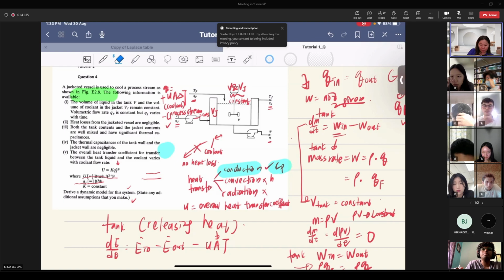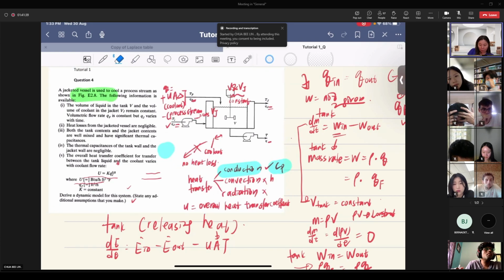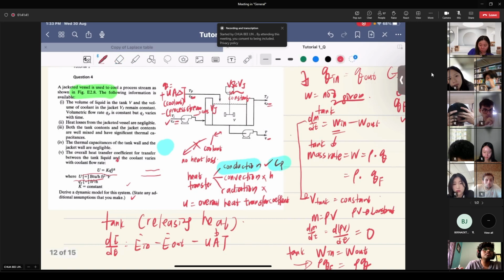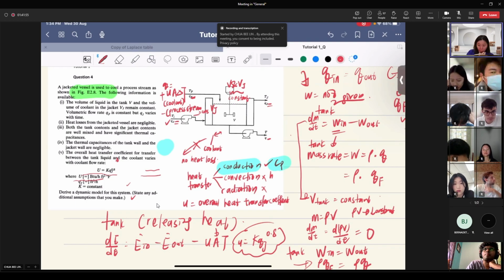And the U is given as this. So later you can substitute U equals K QJ to the power 0.8. This is your U. The temperature of the tank is given as the big T.